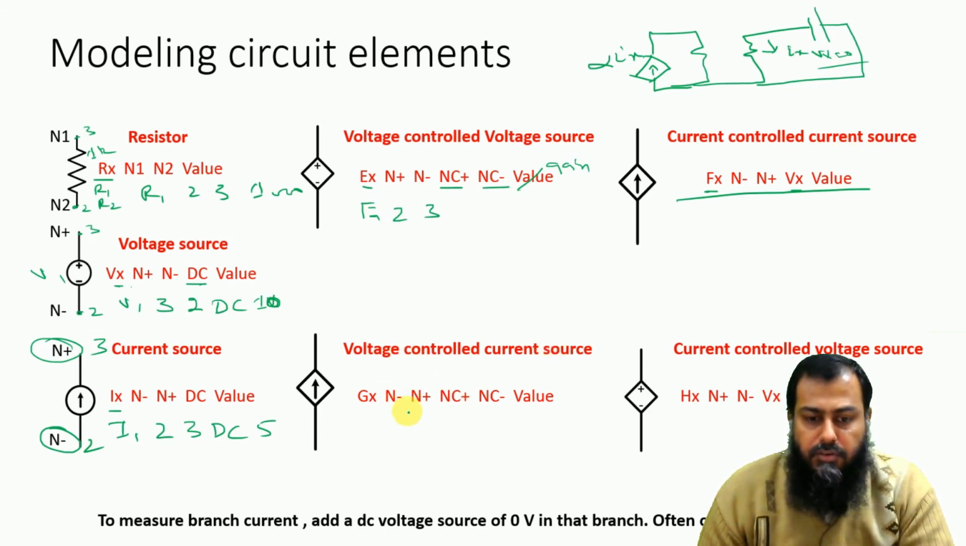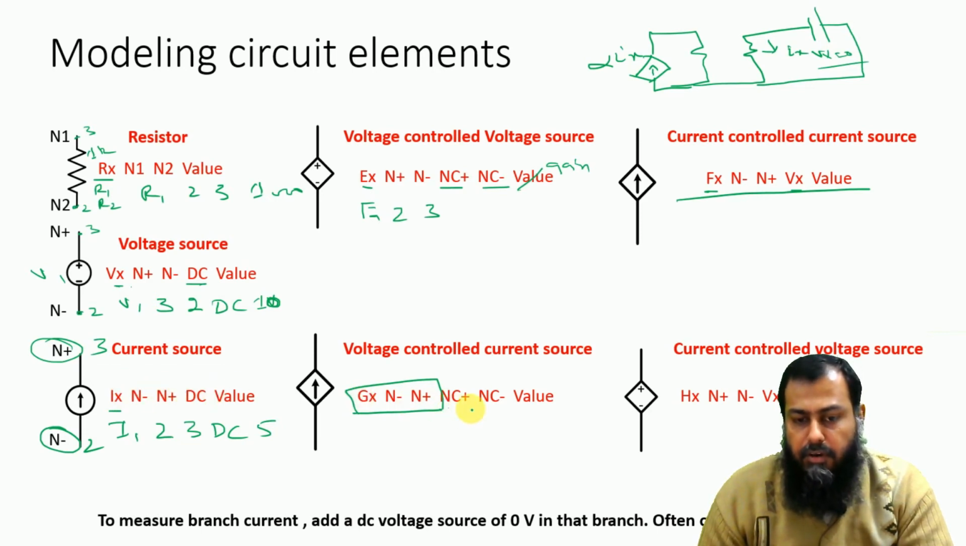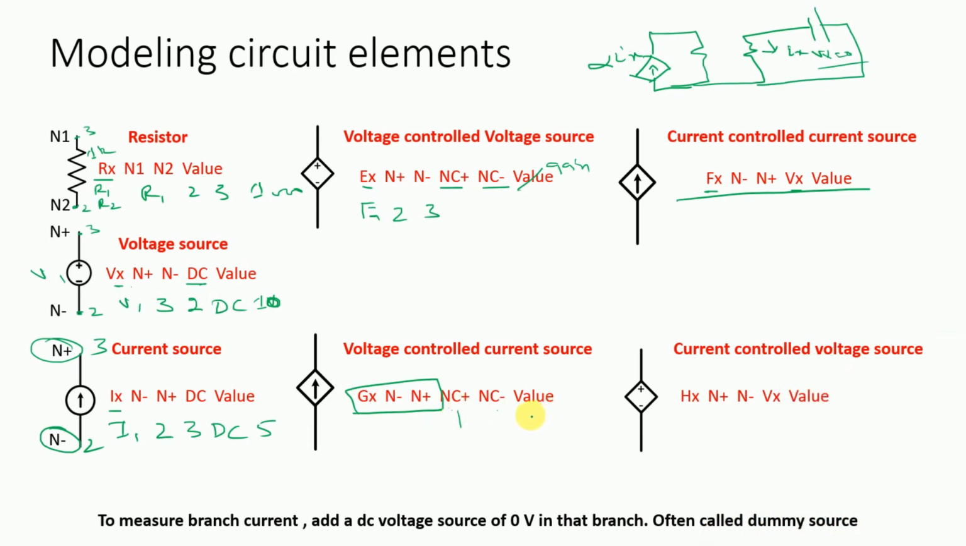Similarly, we have a voltage controlled current source here. Voltage controlled current source means that we first identify the current source, almost the same as a normal current source, and thereafter we write down the control voltage nodes, which are the plus node and the minus node, and thereafter we have the gain here.